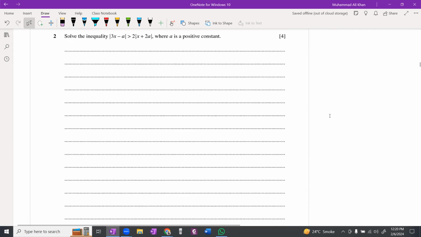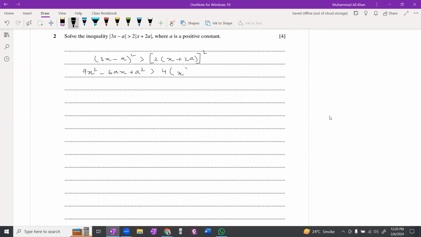Question number 2. Solve the inequality. It's a question of inequality. We have to solve it. Again, first squaring both the sides. So it will be 3x minus a whole square greater than 2x plus 2a whole square. What happens by squaring? The modulus is eliminated. So now it is 9x squared minus 6ax plus a squared greater than 4.